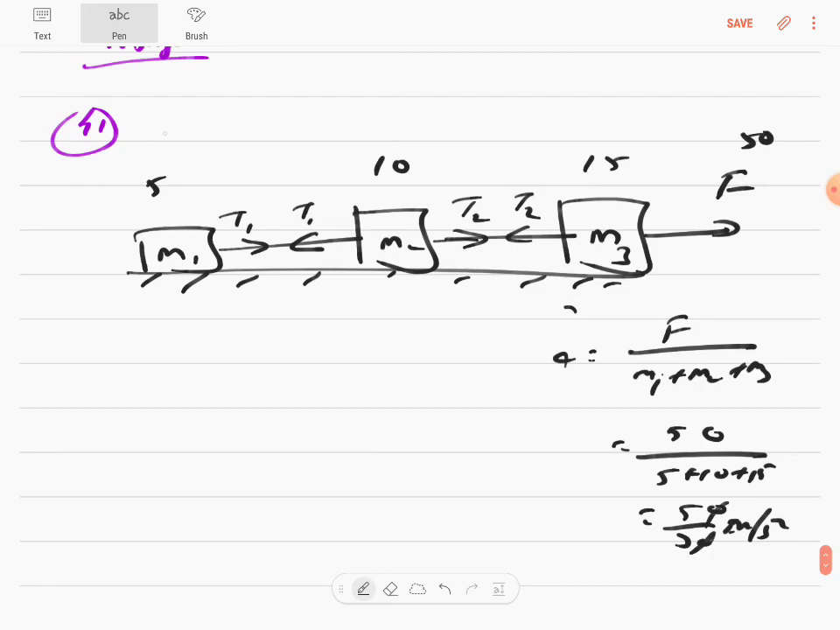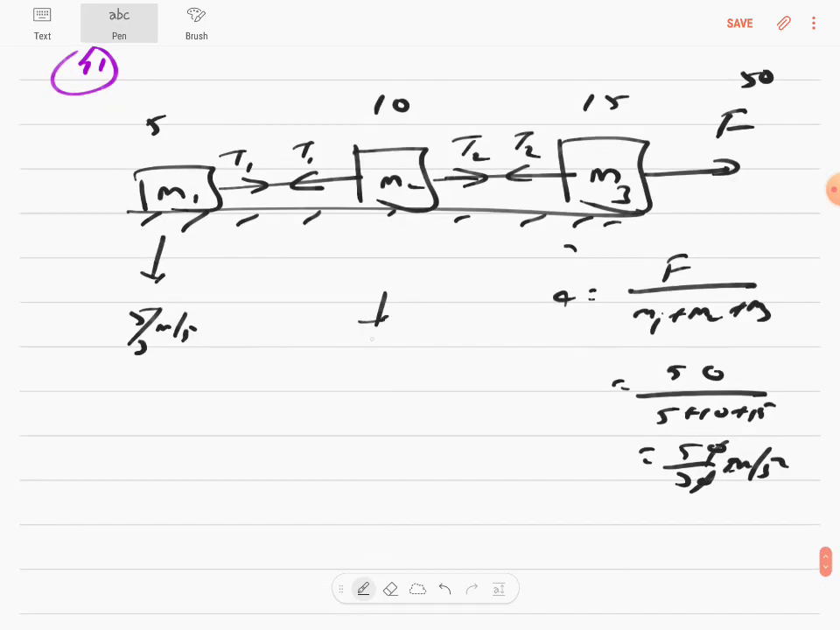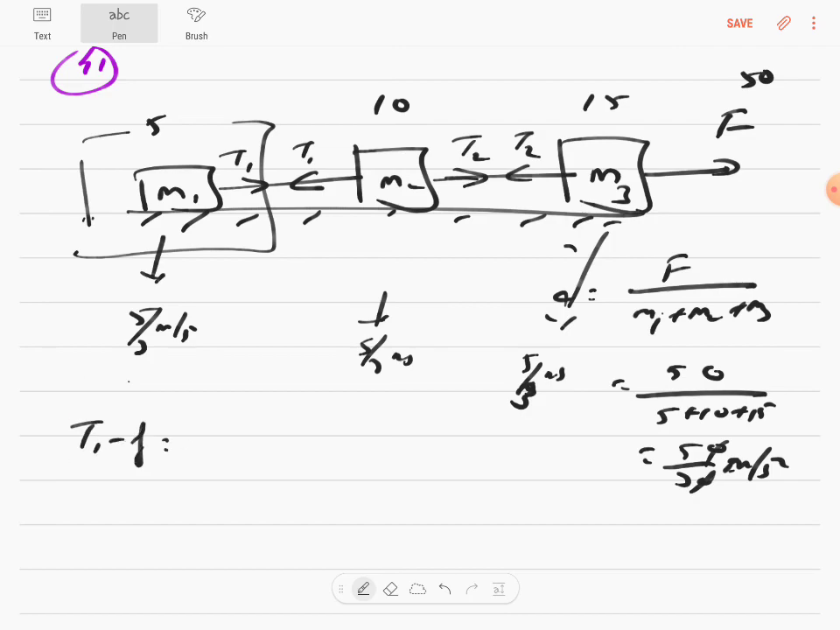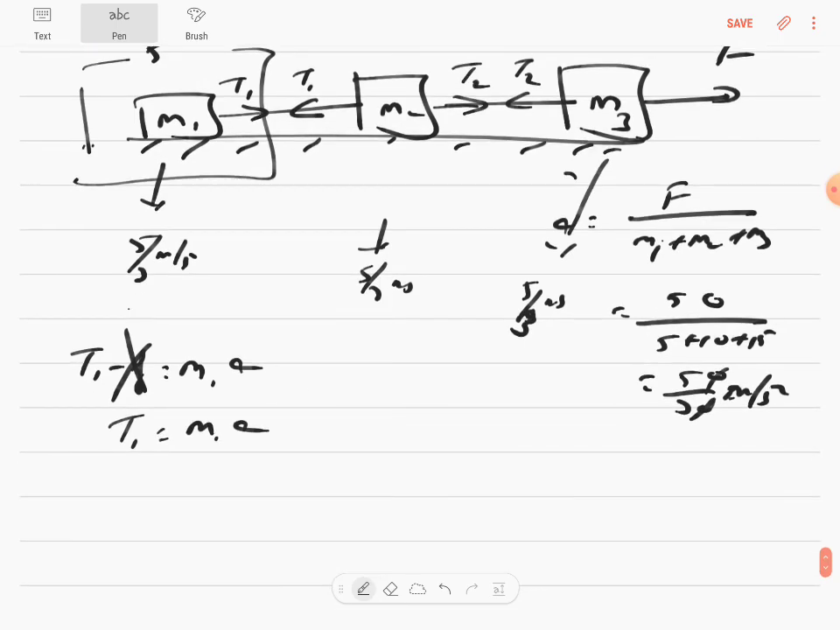That will be the individual acceleration of everything. This will also accelerate at 5 by 3 meter per second square. This will also go at 5 by 3 meter per second square. This will also go at 5 by 3 meter per second square. Whatever they ask you, if you multiply the respective masses with this acceleration, you will get the tension T1. Because in this free body diagram there is no frictional force, normally we would write T1 minus F is equal to M1 into A, but F is 0, therefore T1 is equal to M1 into A. So you take that 5 and multiply with 5 by 3, which is the acceleration, and you get T1 as 25 by 3 newtons.